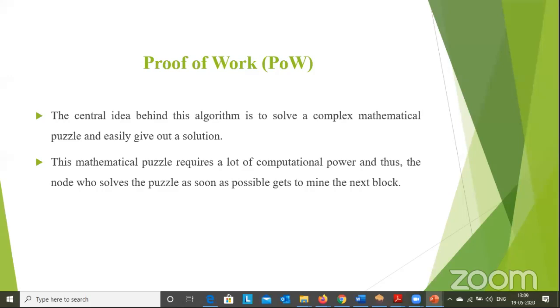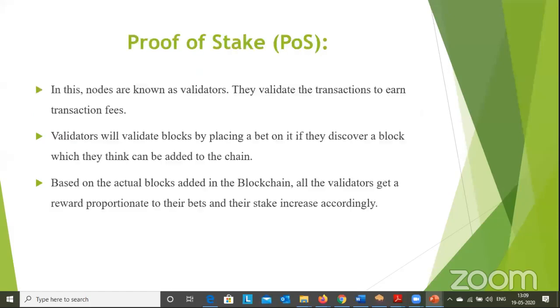This mathematical puzzle requires a lot of computational power. Thus, the node who solves the puzzle as soon as possible gets to mine the next block. So in order to add a new block, they have to show the proof of work. Proof of work is nothing but they need to solve the cryptographic puzzle. Then you will get the reward in terms of bitcoins for that. This is the proof of work.